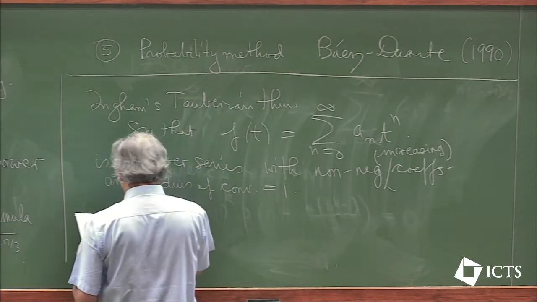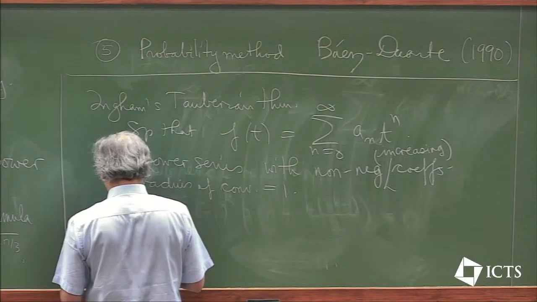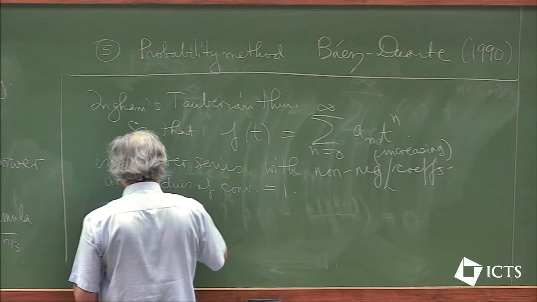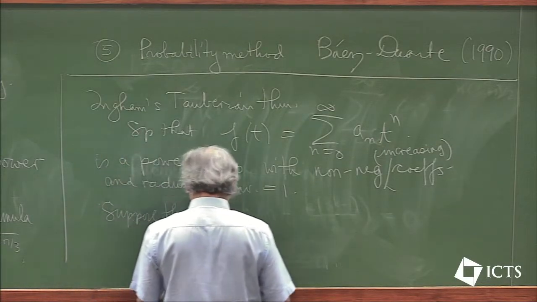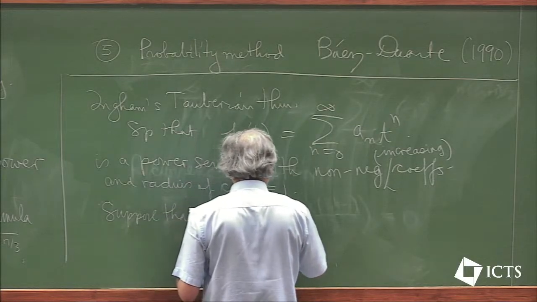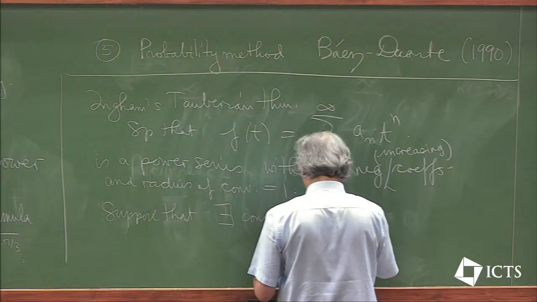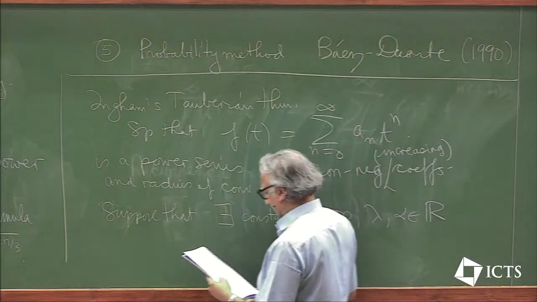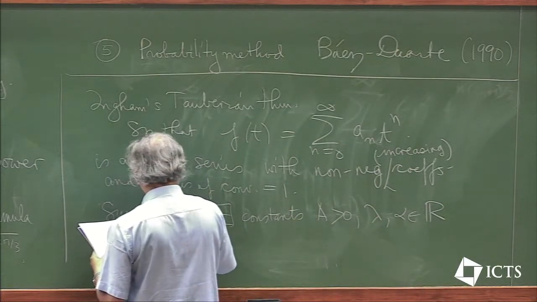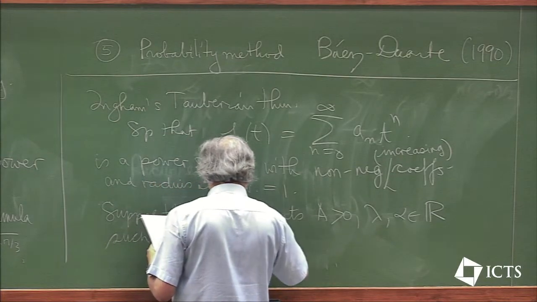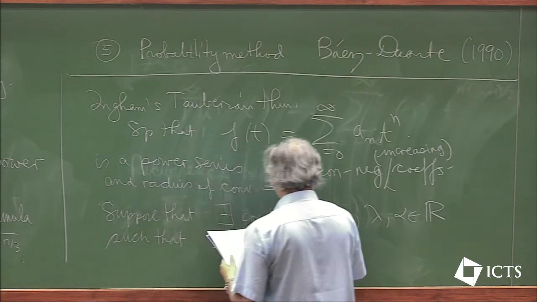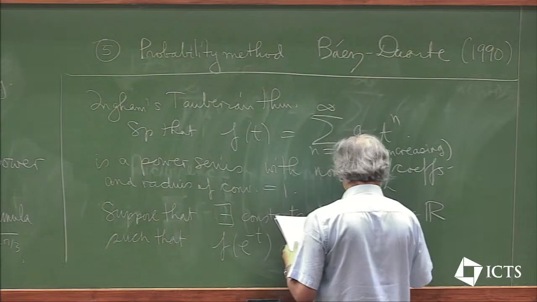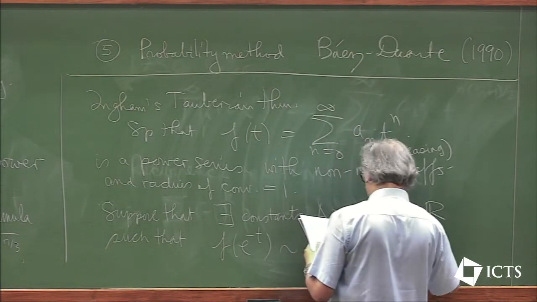Then suppose that there are constants A, positive, lambda, alpha, real, such that f of e to the minus t is asymptotic to lambda t to the alpha exponential a over t as t goes to 0.